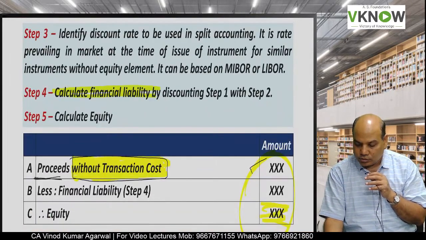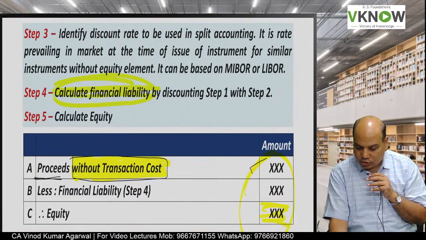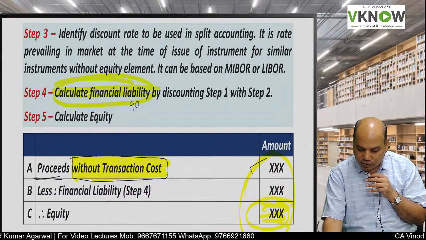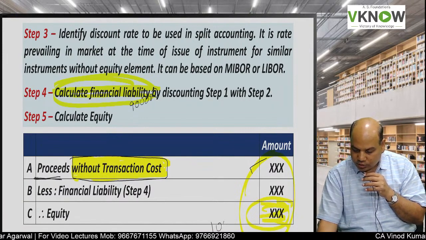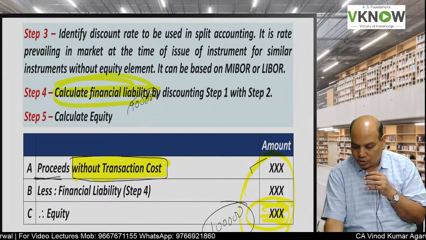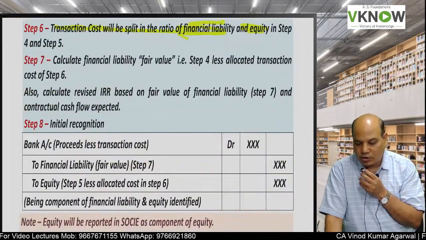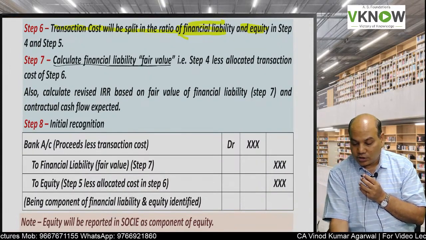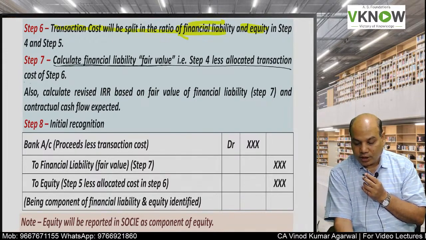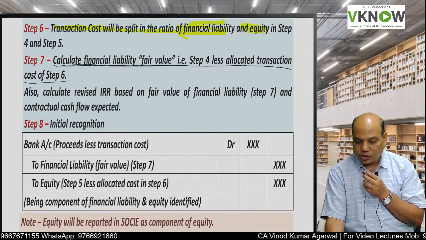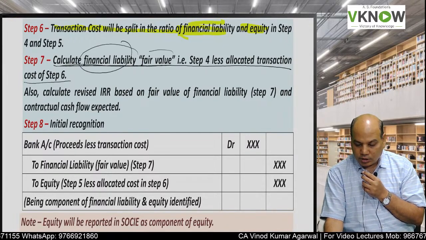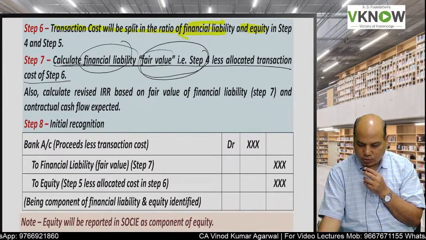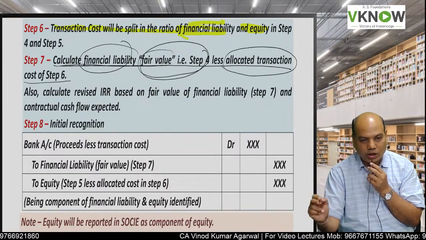So what will be the ratio? For financial liability, this is the ratio. For equity, this is the ratio. So for example, this may be 9 lakh, this may be 1 lakh. So if there is any transaction cost, it will be allocated in the ratio of 9:1. So we will deduct the transaction cost from liability and equity. So my financial liability will become the amount calculated in step 4, which was the present value of future cash flow, minus transaction cost allocated.